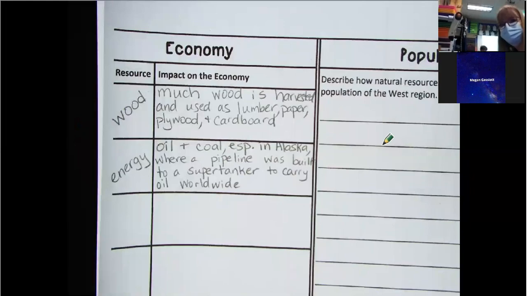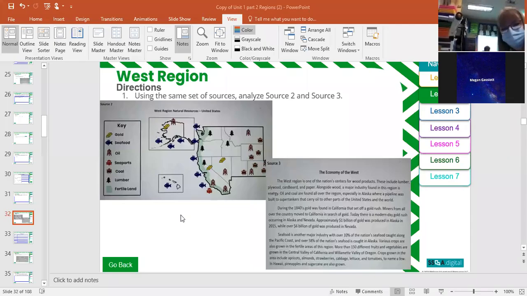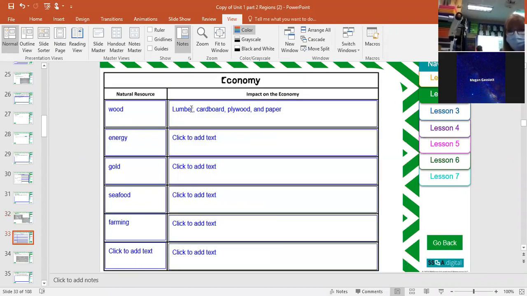So I'm gonna stop share on this one, and I'm going to go to, hopefully it's still working. Yes, it is. I'm gonna go back to this table. Yes, gold, it is working. Yes, that is gold, and there is gold on the map too. Okay, so lumber, cardboard, plywood, and paper. Okay, let me type in this one for energy. Oil and coal, especially in Alaska.